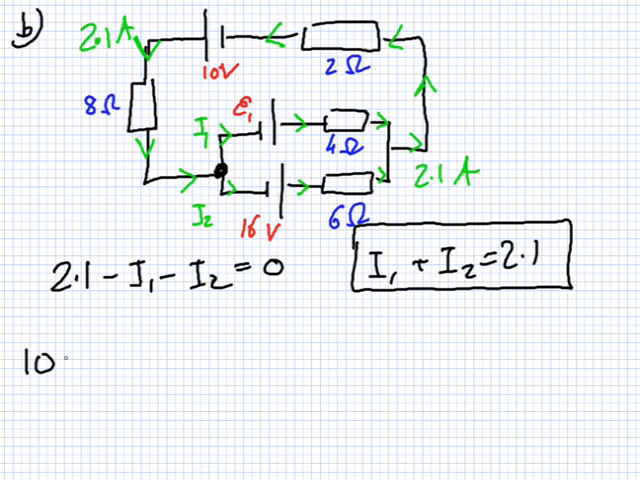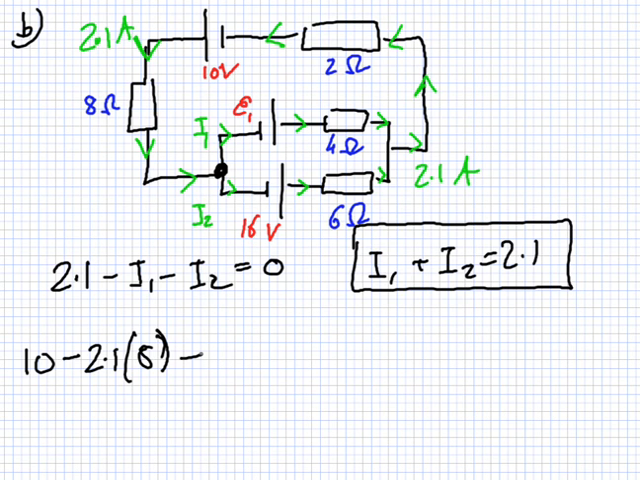So we have 10 minus 2 times 2.1. When the current passes through the resistor, it's a subtraction. Minus 2 times 2.1, and then we get to this battery here. Will this add or subtract to my voltage? Add, because the batteries connect positive to negative terminal.